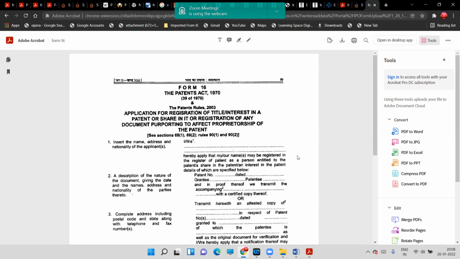And transmit wherein the attested copy in respect of patent number, date, granted to office the patentee as well as the original document verified. Complete address including postal. Okay. And signed. Name of the natural person who has assigned.